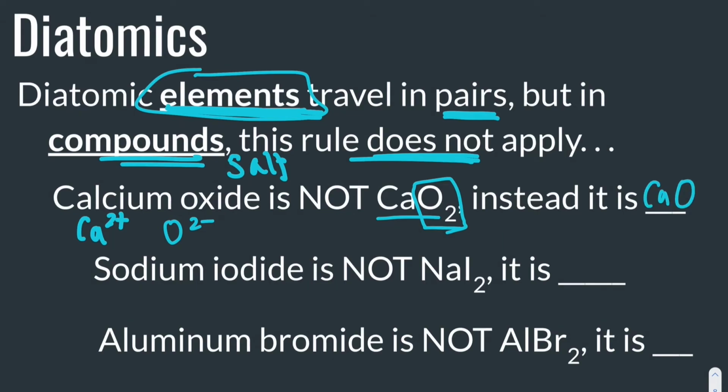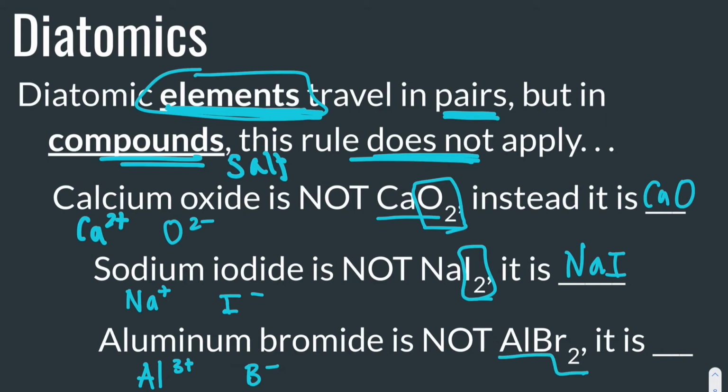And sodium iodide, which is Na plus and I minus, are not in a ratio of 1-to-2 because, again, the iodine only exists in a diatomic when it's by itself. It's really NaI. And aluminum bromide, Al3 plus and Br minus, is not AlBr2 because if you put this salt together in the proper ratio, you should have 3 bromines to every 1 aluminum, AlBr3.